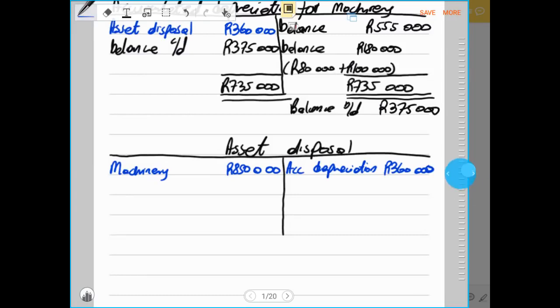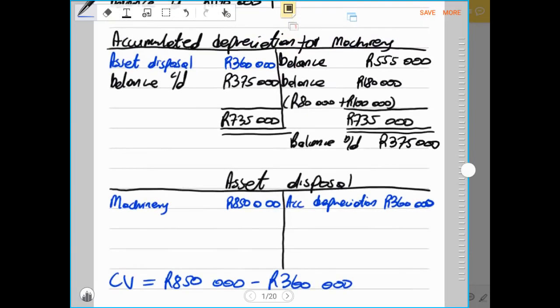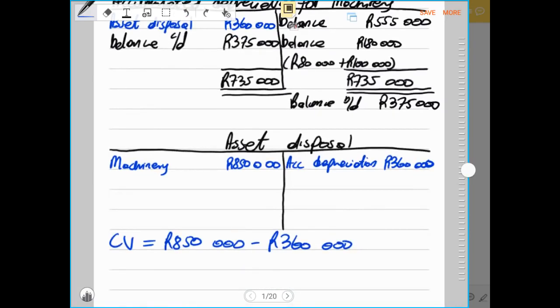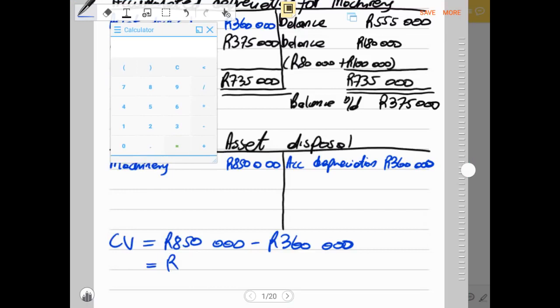Now, closing the asset disposal, we need to do this in different ways. First, we have sold machine A, and I want to calculate the carrying value or the carrying amount of machine A, the machine that was sold. The cost of machine A is 850,000. And if I say cost minus accumulated depreciation of 360,000, meaning all the depreciation until the day this asset was sold, the 360,000 that we have already taken into account, if I subtract that from the cost price, this will give me what we call the carrying value or carrying amount.